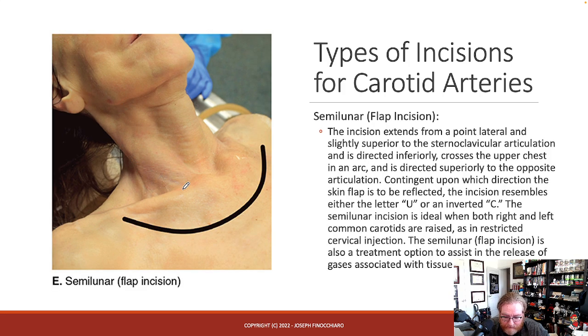We then have the semilunar or the flap incision. The incision extends from a point lateral and slightly superior to the sternoclavicular articulation and is directed inferiorly, crosses the upper chest in an arc, and is directed superiorly into the opposite articulation. You're making the cut from here, essentially over to here. This is referred to colloquially as the Colombian necktie cut. Contingent upon which direction the skin flap is to be reflected, the incision resembles either the letter U or an inverted C. The semilunar incision is ideal when both right and left common carotids are raised, as in a restricted cervical injection. The semilunar flap is also a treatment option to assist in the release of gases associated with tissue gas cases.